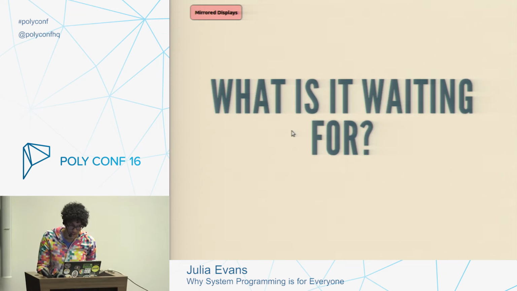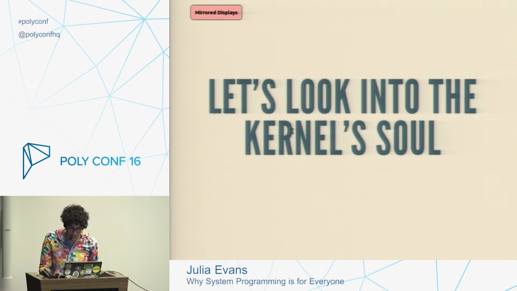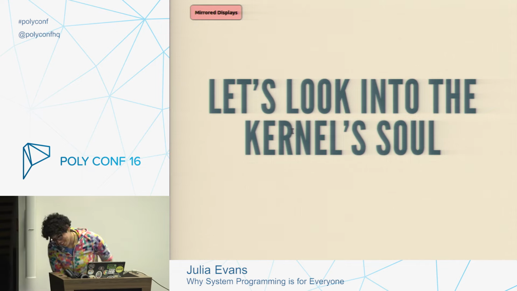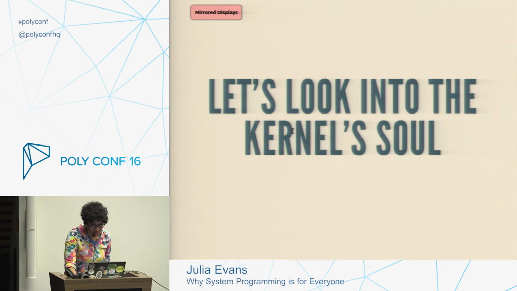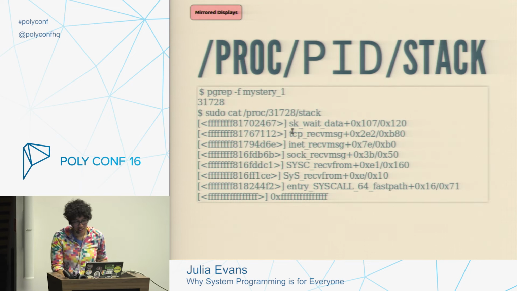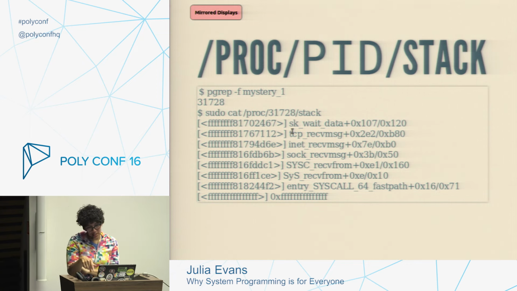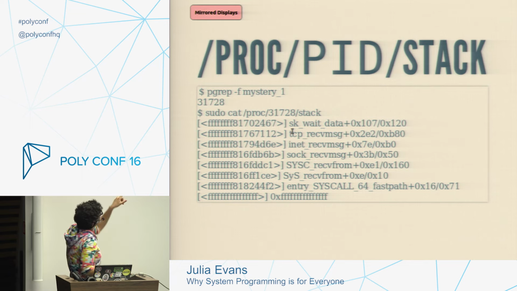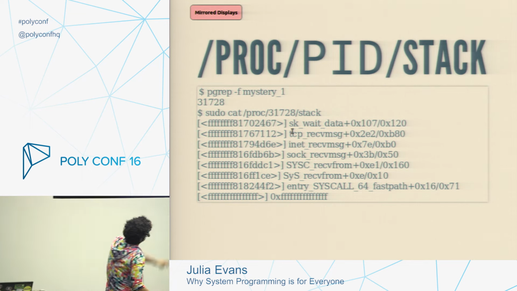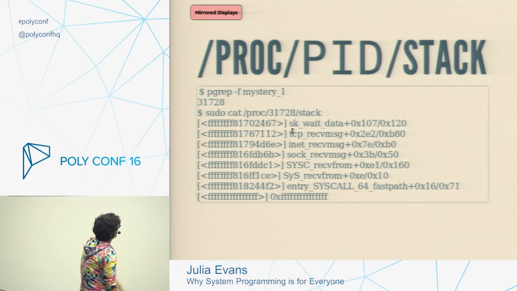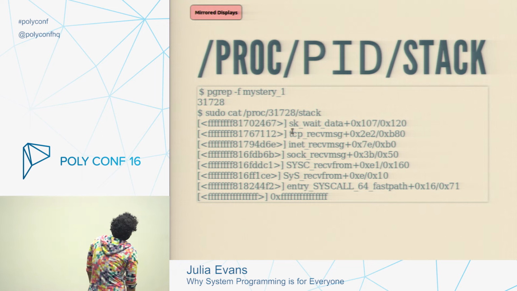So there's this question: we have this program, it's not doing anything. What is it waiting for? The way we're going to figure out what it's waiting for is by looking at our operating system, because the operating system knows everything. And we're going to look inside the kernel's soul. What I mean by that is, while it's waiting, there's this entry in /proc on Linux where you go to /proc/the PID of the process/stack. So I go to /proc/31728/stack, and it tells me what the kernel is doing right now for that process. And you can see it's like, oh, inet_recvmsg, tcp_recvmsg, sk_wait.